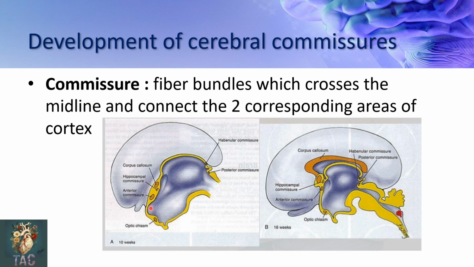So different commissural fibers, you can see this is the corpus callosum, the hippocampal commissure, and the anterior commissure, which are developing in the lamina terminalis. Here you can see the optic chiasma, also the habenular commissure and posterior commissure over here. And with further development, you can see the corpus callosum is developing, the hippocampal commissure, the anterior commissure, and also the posterior commissure, the habenular commissure. All these are forming in these areas. So we will discuss all of these in detail.